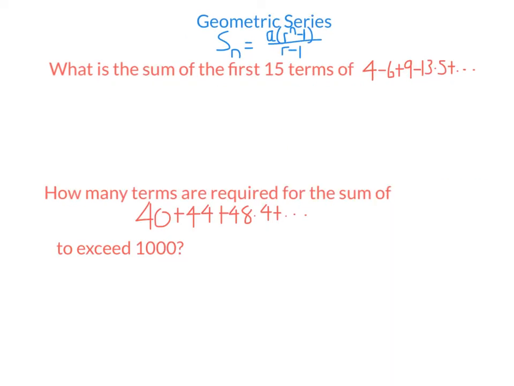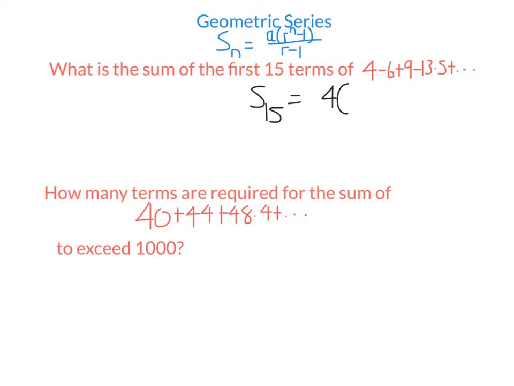So as with arithmetic series, a geometric series is just where you add up all of the terms in a geometric sequence. This is the formula for the sum of the first n terms of a geometric sequence: a times r to the power of n minus 1, over r minus 1. It includes the same things we've already seen in previous formulas: a, the first term, r, the common ratio, and n, the number of terms. So if I want to find the sum of the first 15 terms here, it will be a times r to the power of n minus 1.